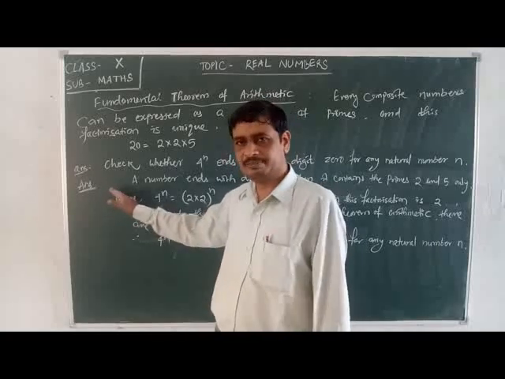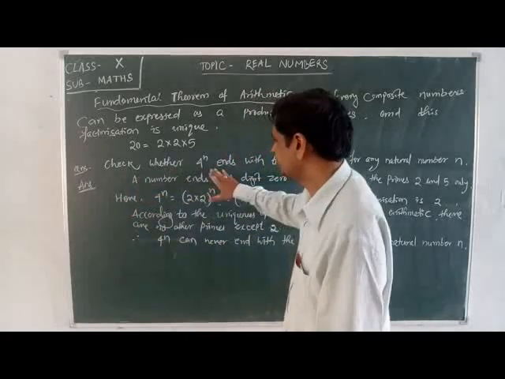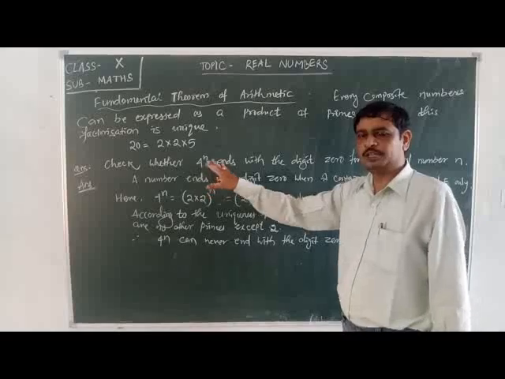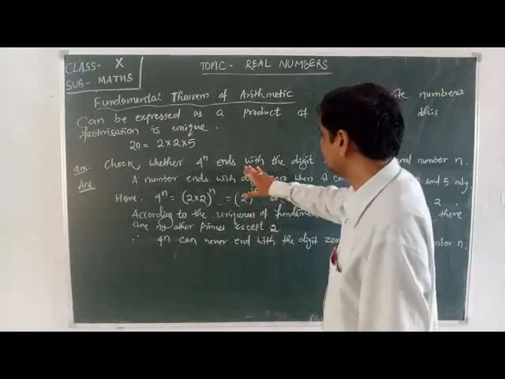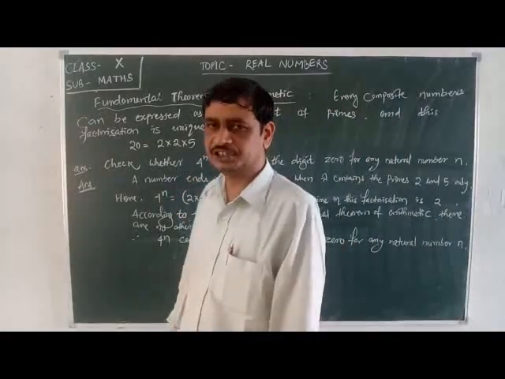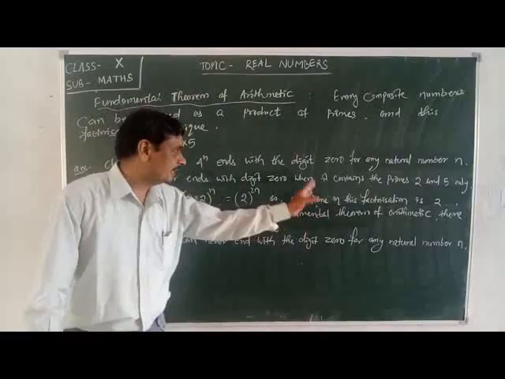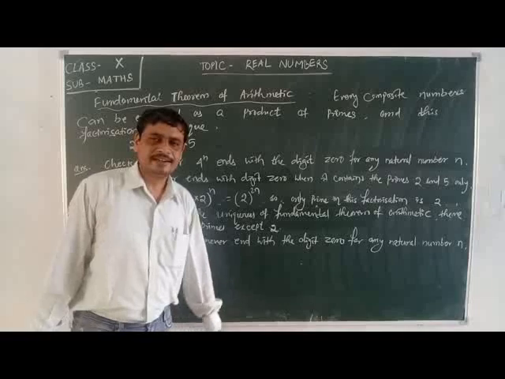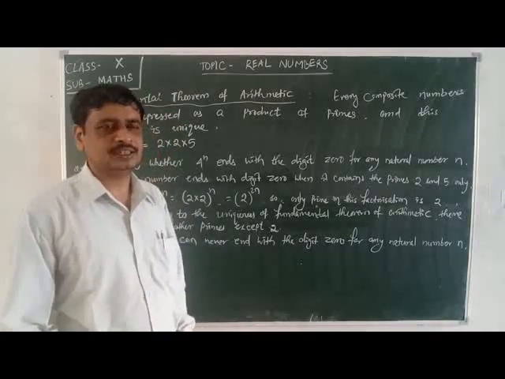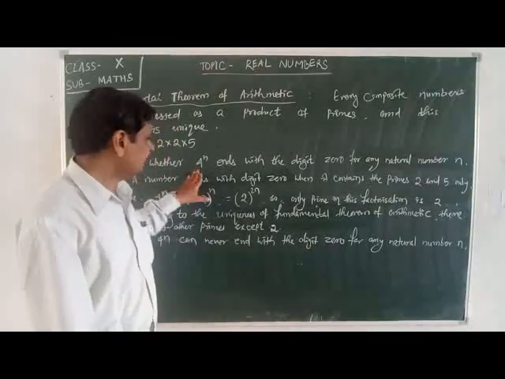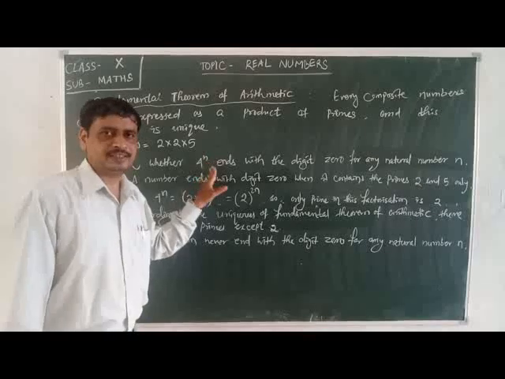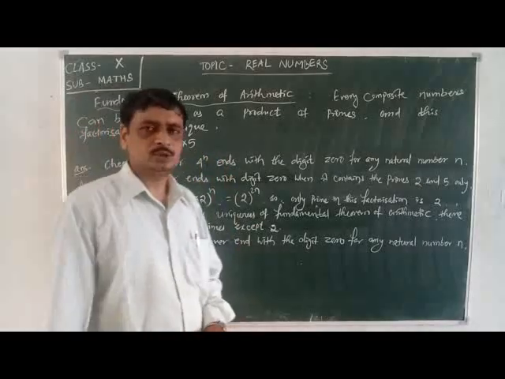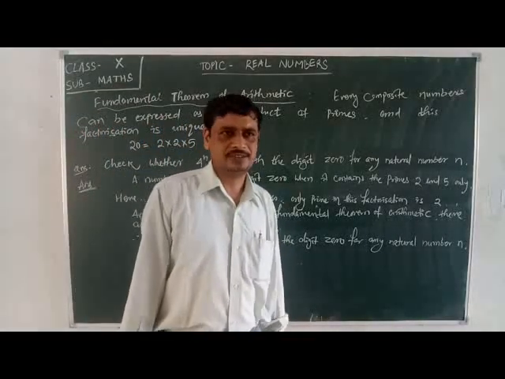Let's take an example here. We have to check whether 4 to the power n can end with the digit 0 or not. The number given here is 4 to the power n, where n is any natural number, maybe 1, 2, 3, 4 like this. For any value of n, does this number end with the digit 0 or not?